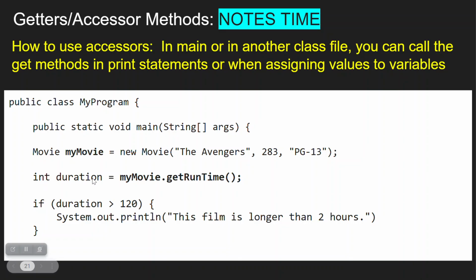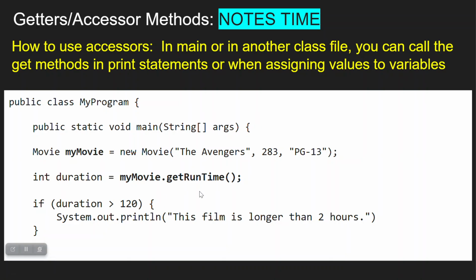And then once you had that variable duration, you could then use that variable. You could say if duration is greater than 120, go ahead and print "This film is longer than 2 hours." That's just one way that you could use the getRuntime method and store it as the variable duration.